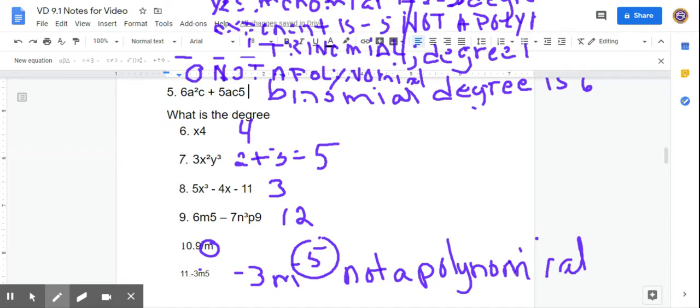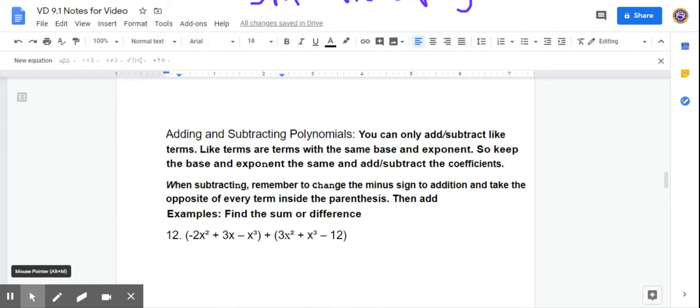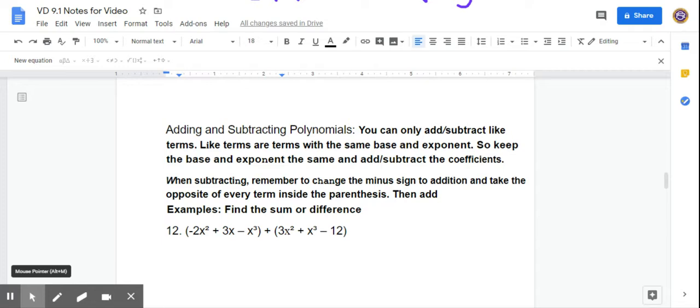All right, so that's the first section of 9.1. The next section in 9.1 is adding and subtracting polynomials. This is what we will be using more of than asking the degree and the number of terms, but that's good to know. The emphasis is going to be on adding and subtracting polynomials. You can only add or subtract like terms. Well, what are like terms? We've heard this before.